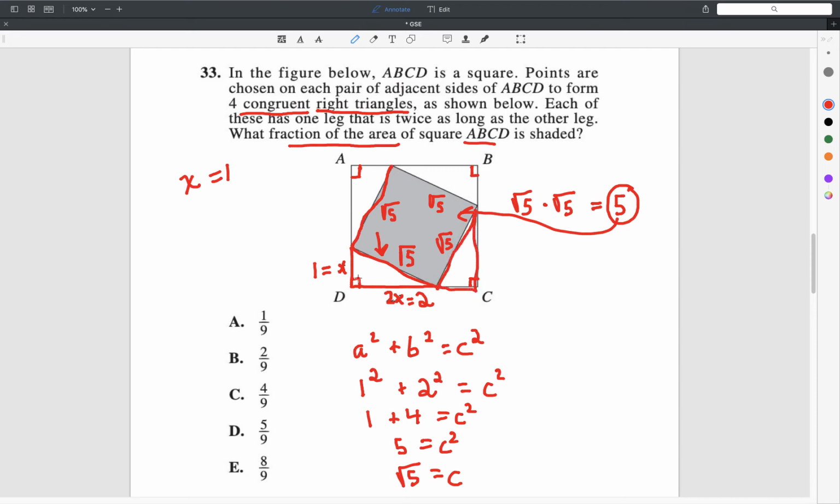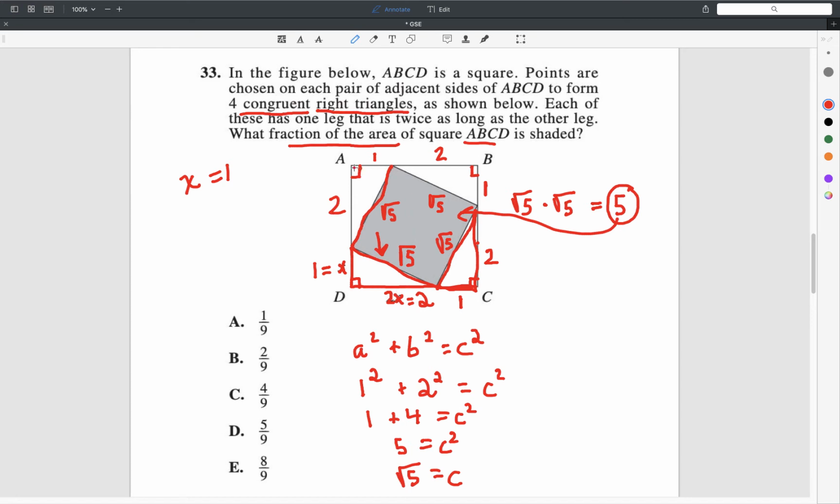So each of these, like this one right here, is also going to be 1 because it's congruent, which means it has the same lengths as the other triangles here. So that would be 1. This is going to be 2. This would be 1, and this would be 2, and this would be 1, and this would be 2, right?